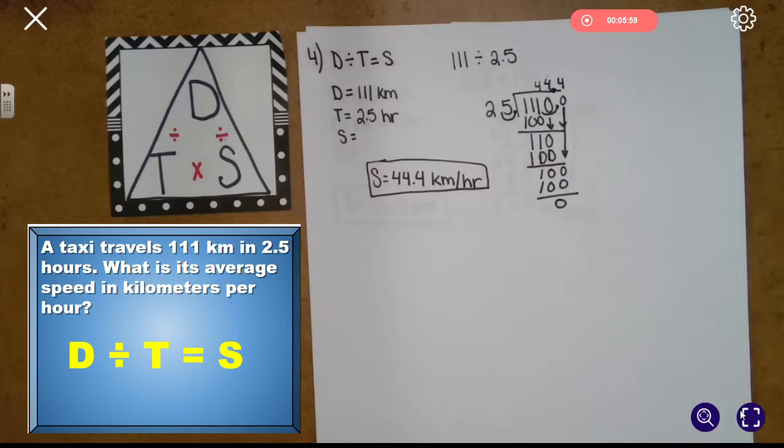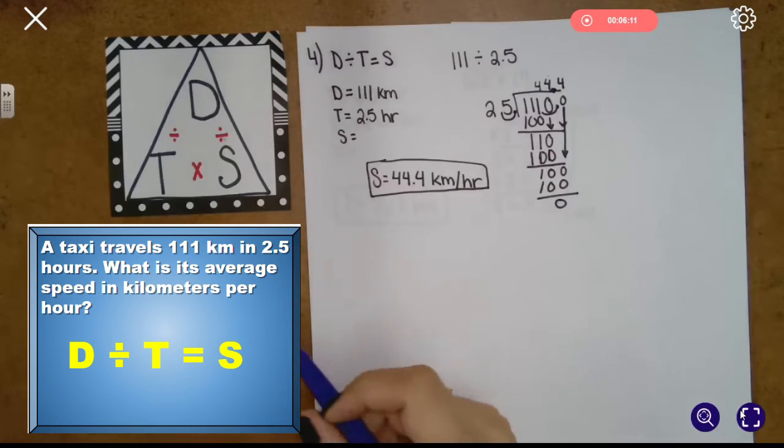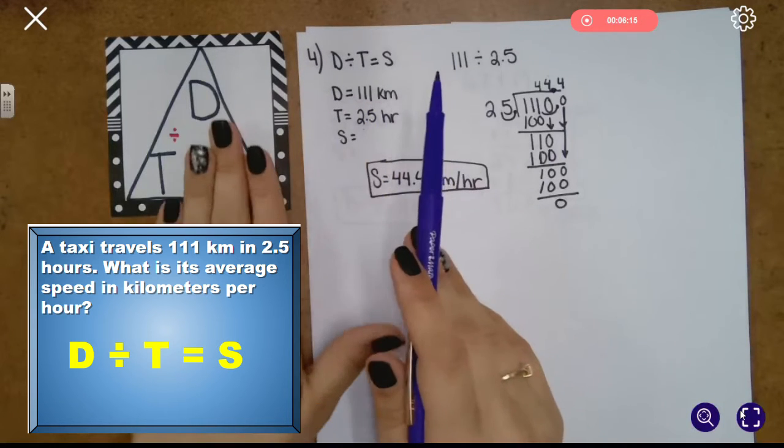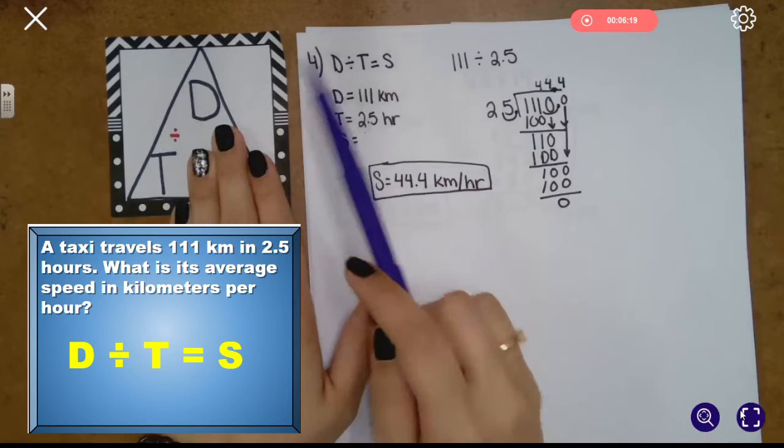Number 4, a taxi travels 111 kilometers in 2.5 hours. What is the average speed in kilometers per hour? It gave us our distance, it gave us our time. We don't know the speed, so we're going to do distance divided by time.